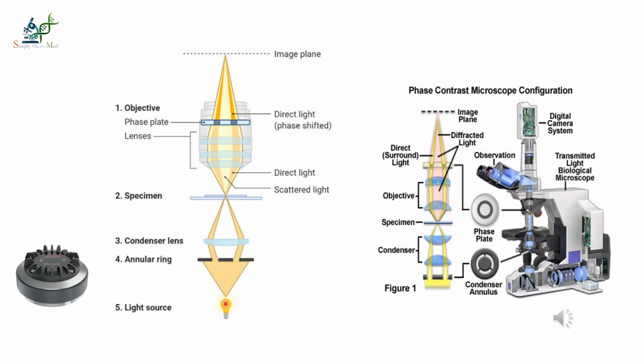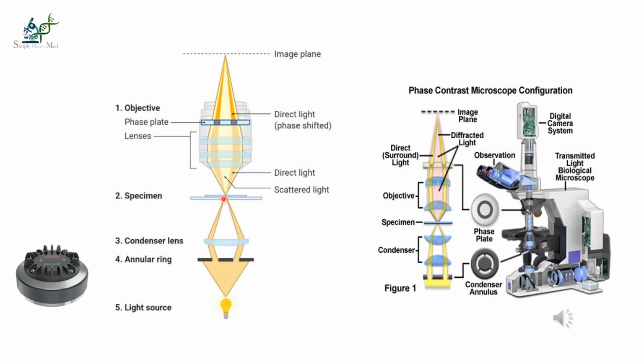This is the light source. The light will pass through this annular ring, or the condenser ring. This is the annular ring. The condenser will illuminate or focus the light, and when the light reaches the specimen, there will be refraction or scattering of light depending upon the thickness of the specimen. When the thickness of the specimen is different, the passing, scattering or refraction of light will be different.